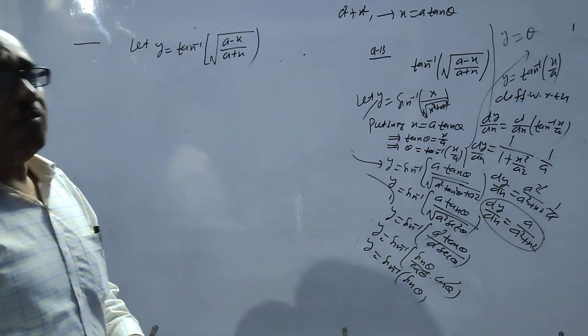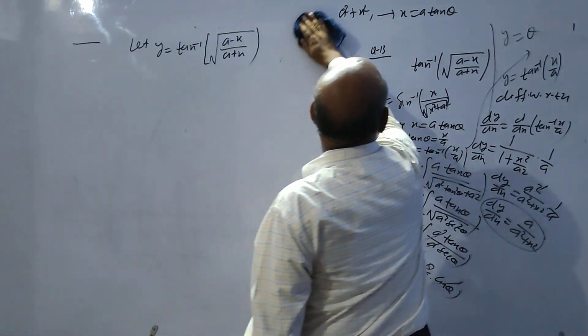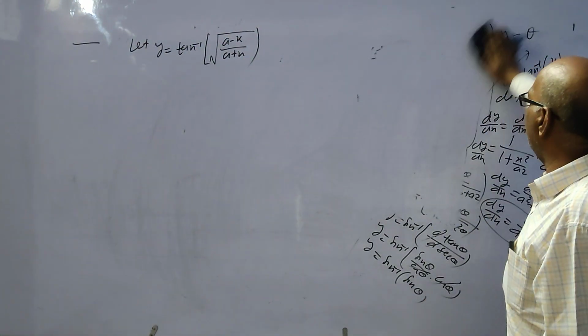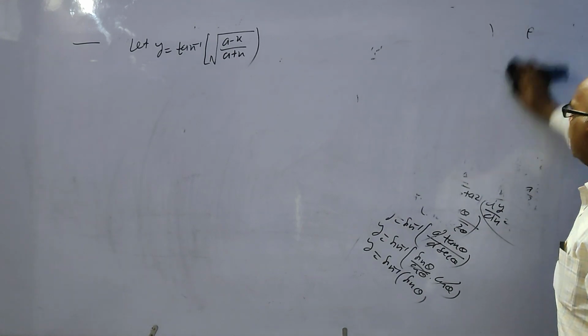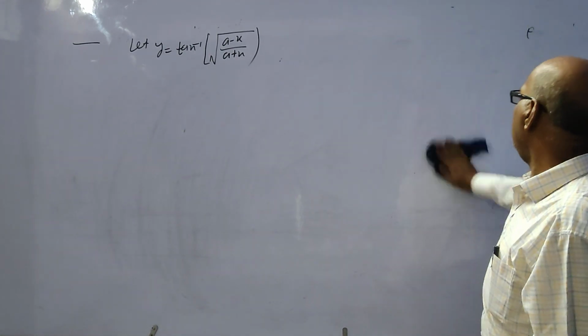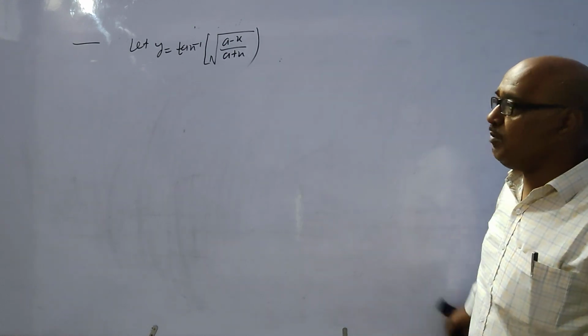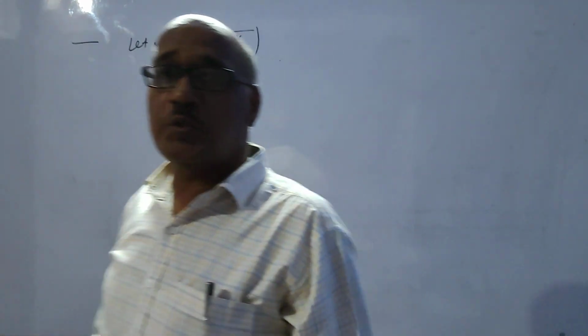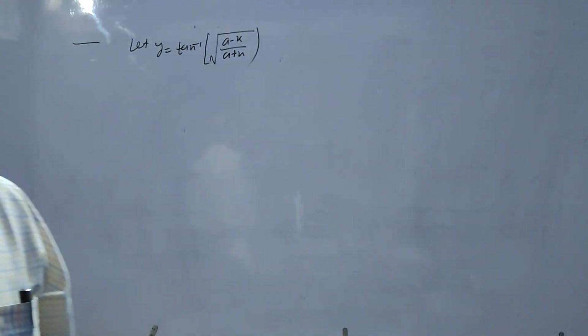Now in these forms, we have told you, you are supposed to substitute x is equal to a cos theta, whether it is the form under root a minus x upon a plus x, or you can say under root a plus x upon a minus x. In both situations you are supposed to substitute x is equal to a times of cos theta.